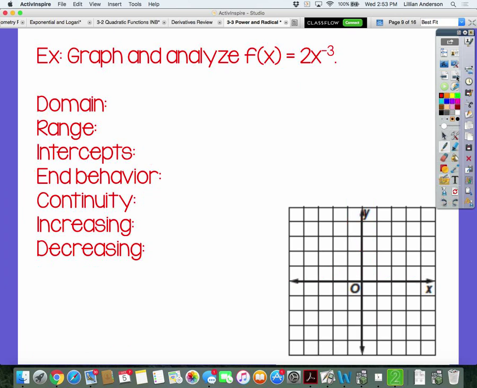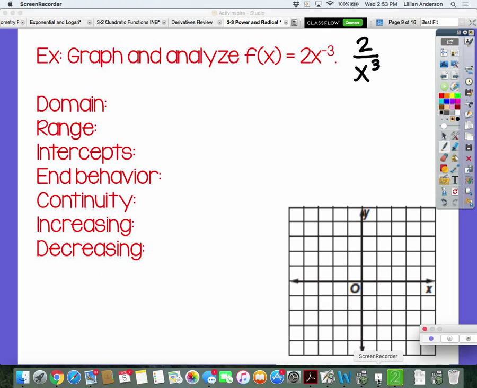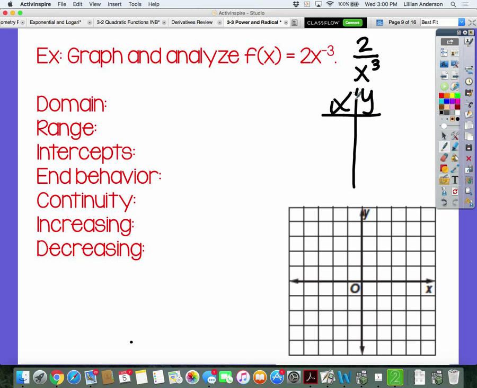I want you guys to do this one on your own. But before I let you, let's make sure that we are applying the right function. How can I rewrite this? 2 over x cubed. Very good. This one looked kind of familiar, didn't it? It looked like what? The parent function. Which one? 1 over x. 1 over x looks very similar to this one, 2 over x to the third.